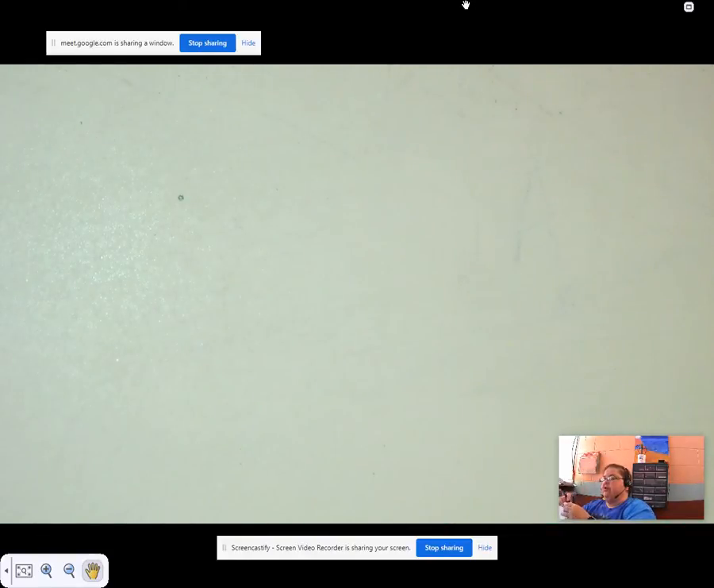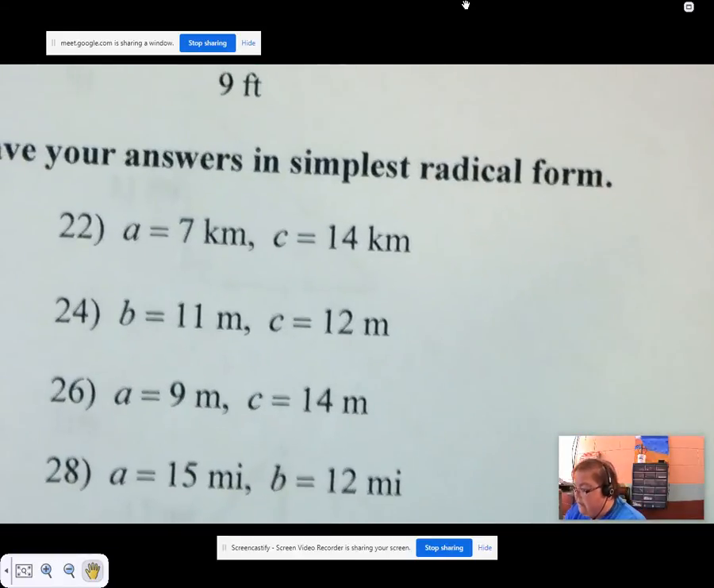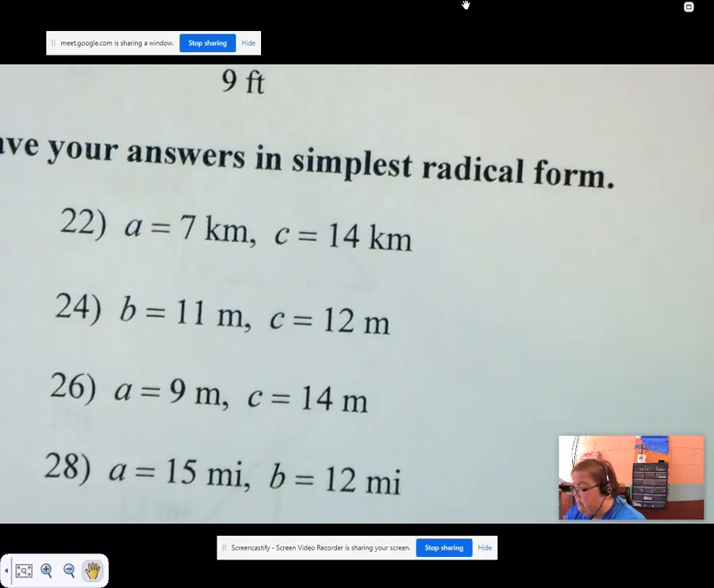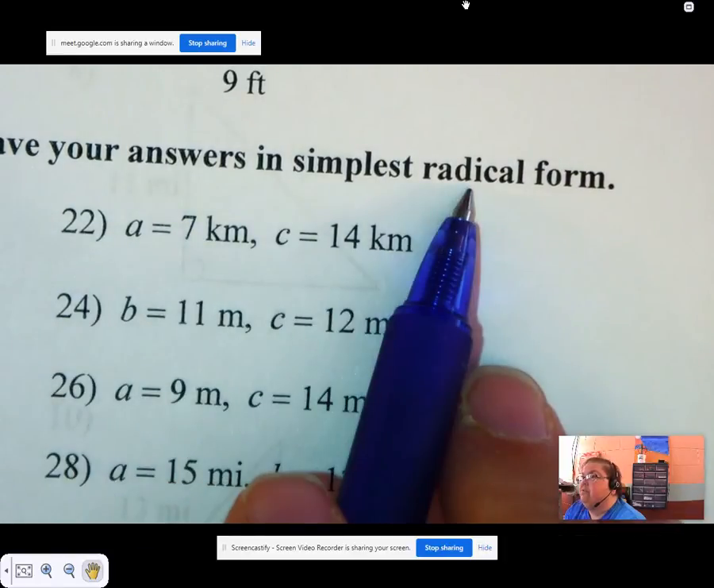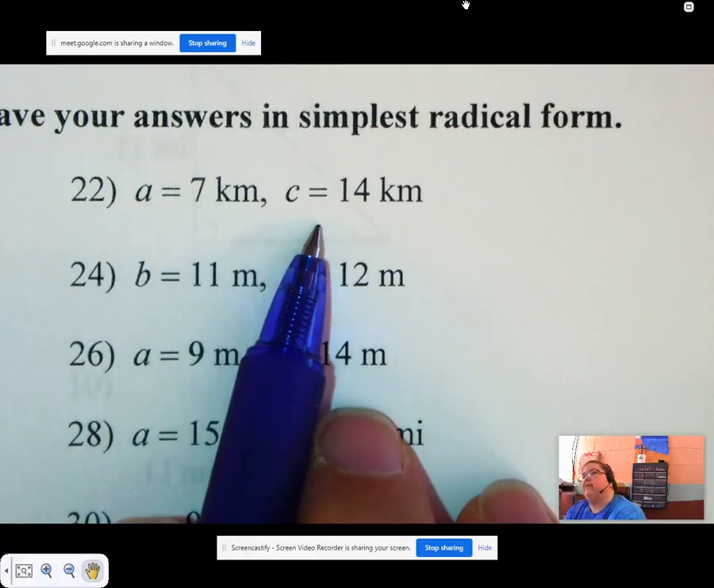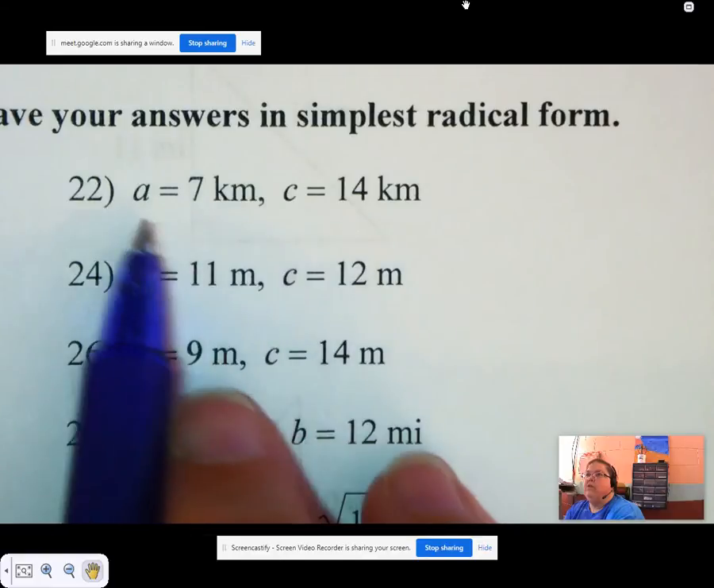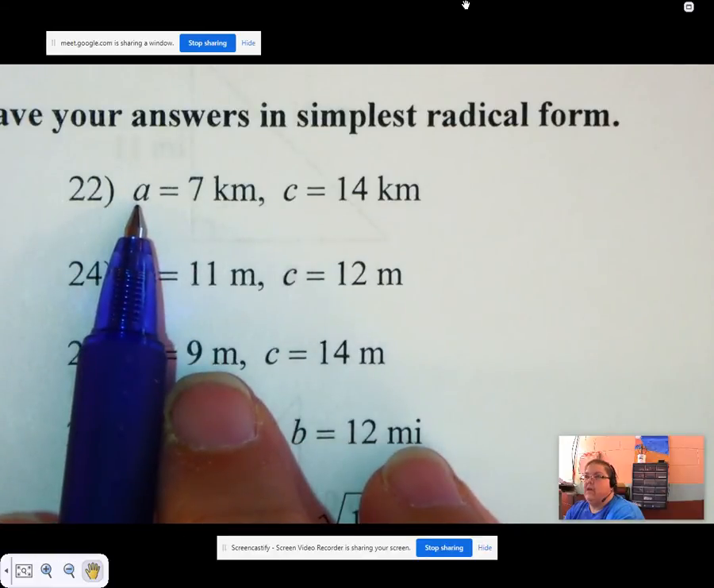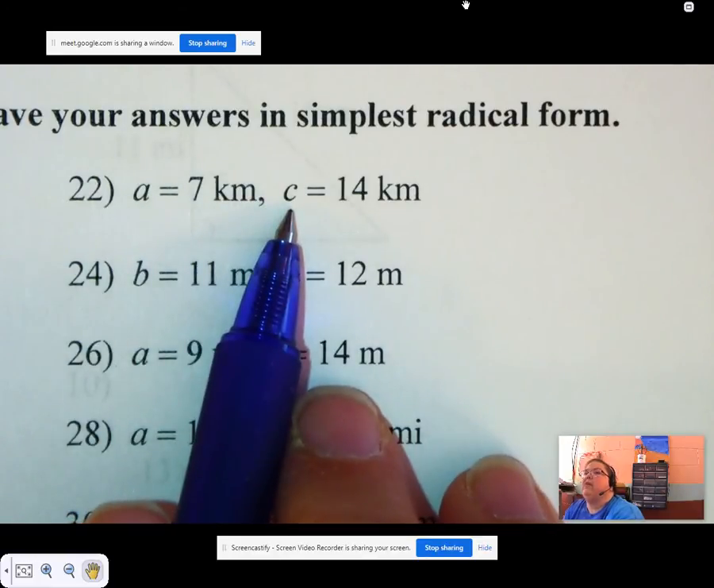This is really where your notebook paper is going to come in. Look at number 22, please. Find the missing side of each triangle. Leave your answers in simplest radical form. What I've done is just given you 2 sides. You're going to find the 3rd side without the triangle. What do I have? A and, so which one am I looking for?